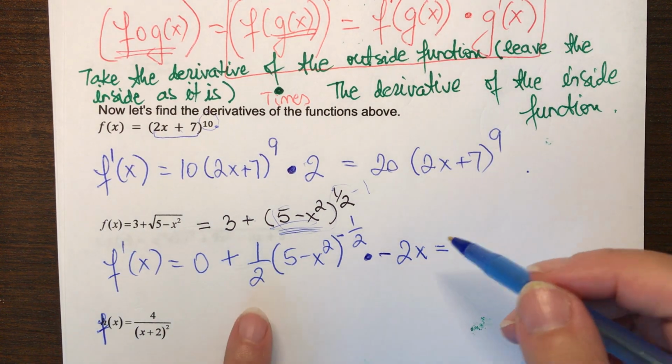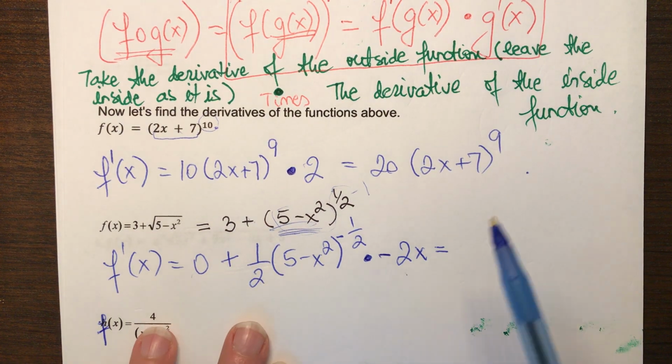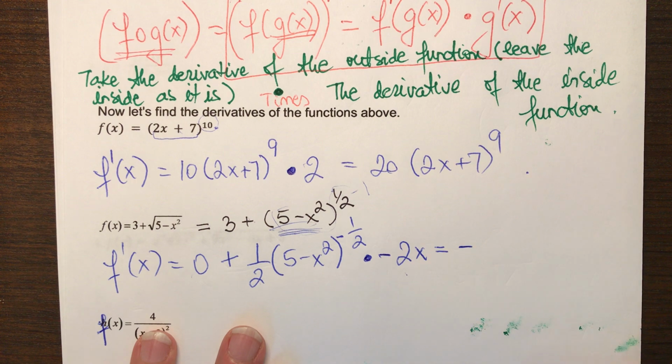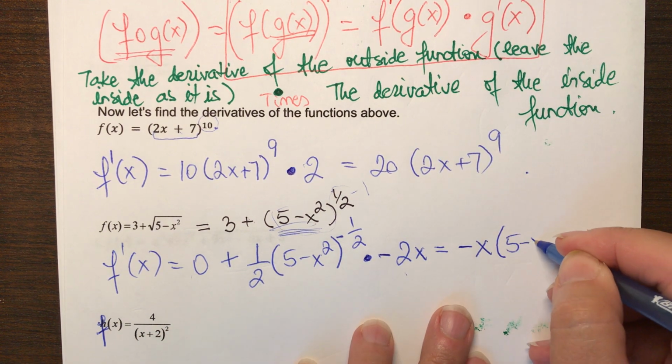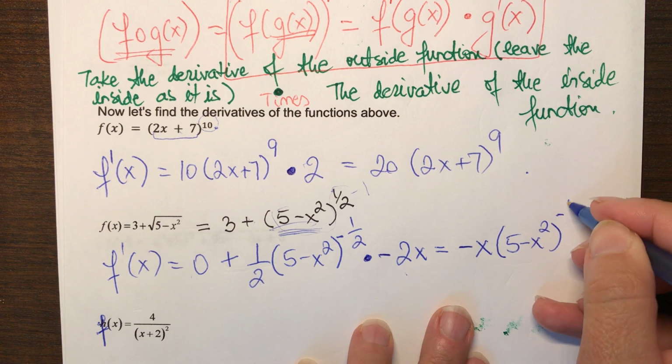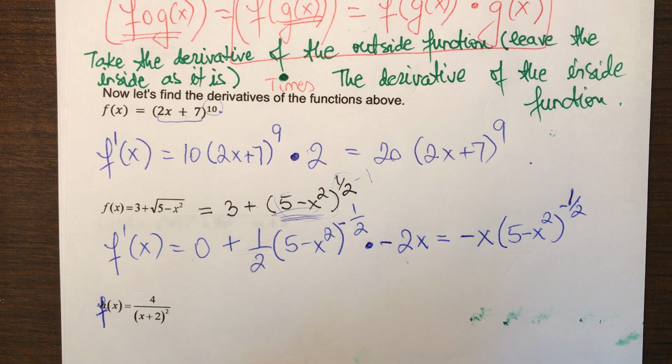So what do I have to fix? First of all, that's not going to be there anymore, but 1/2 times negative 2 is negative 1x. I'll put the x to the front. What else is happening here? I have a negative exponent. I should not be leaving negative exponents in my answer.